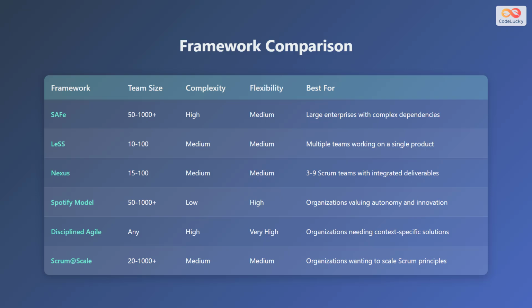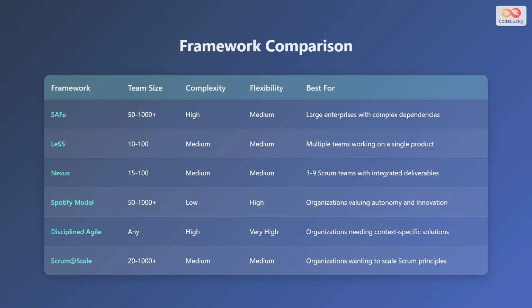Here's a comparison of the frameworks we've discussed. SAFe is suitable for teams of 50 to 1,000 plus, has high complexity, medium flexibility, and is best for large enterprises with complex dependencies. LeSS works well for teams of 10 to 100, has medium complexity and flexibility, and is ideal for multiple teams working on a single product.